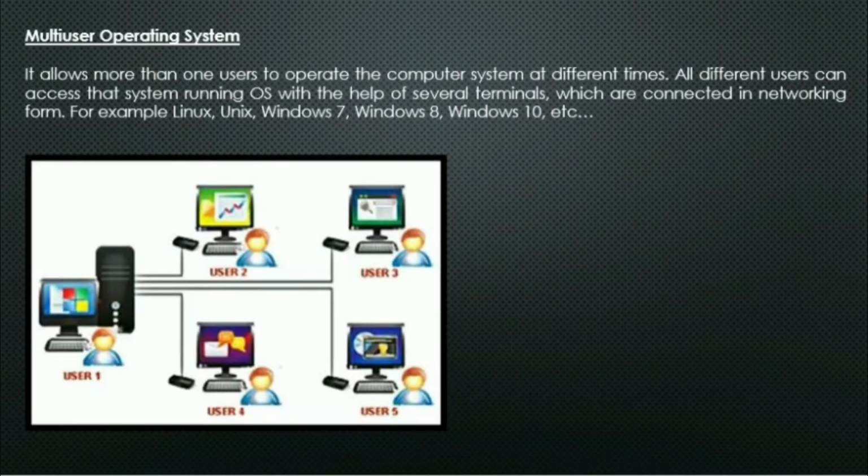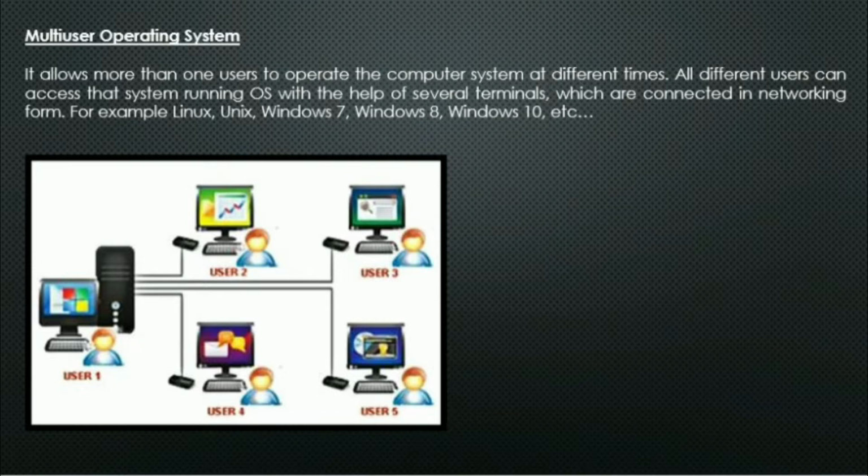Next type of operating system is multi-user operating system. Here multi-user means more than one user can use the operating system at a time. In the figure you can see user 1, user 2, user 3, user 4 and user 5, and there is only one computer. That computer is shared by 5 users. So these 5 users can use this one computer system at a time.